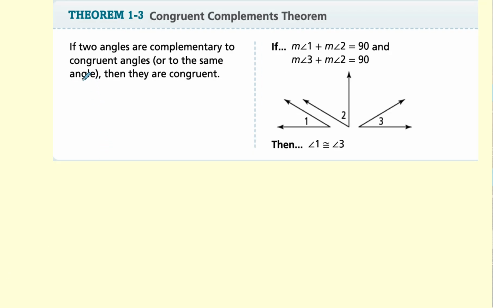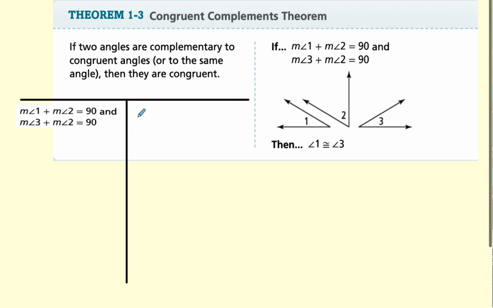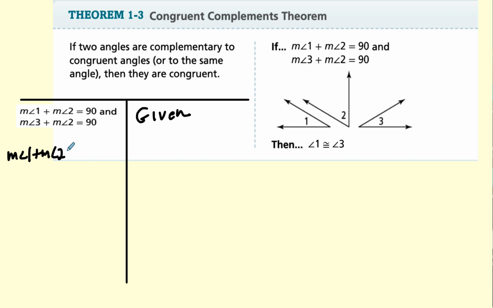The next theorem says if two angles are complementary to congruent angles or the same angle, then they are congruent. So really pretty similar to what we just did a few minutes ago, but now it's adding up to 90 degrees. So this is given. And since they both equal 90, they equal each other. And that reason is, like before, substitution.